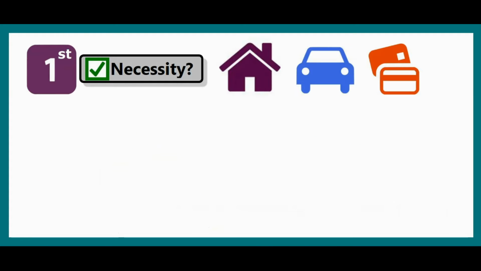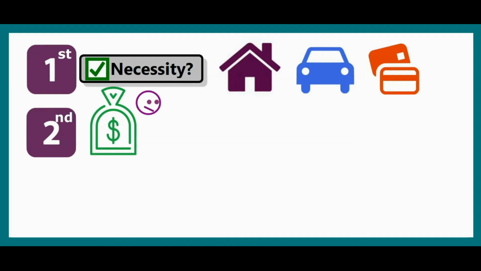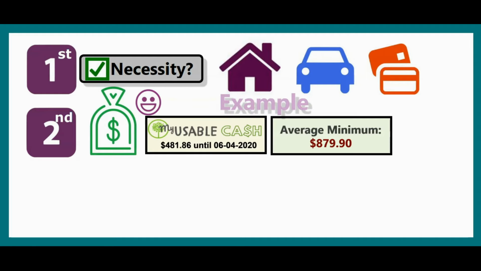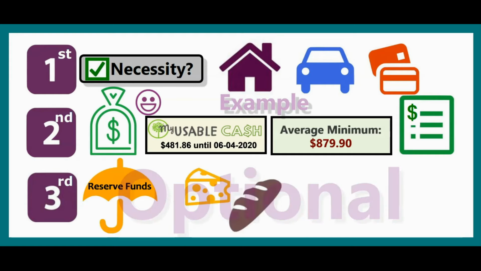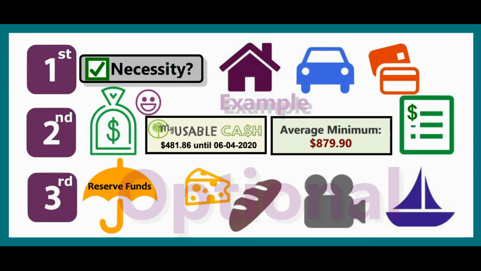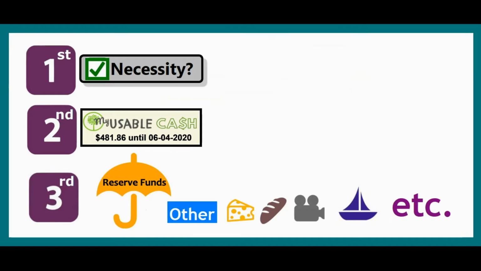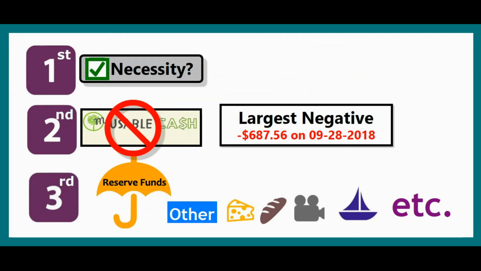First, enter all of the necessity expenses. Second, enter your income and view your usable cash and average minimum on the My Budget page. Then third, add the optional reserve funds and incidental expenses. Following these steps will help you to avoid over-projecting.